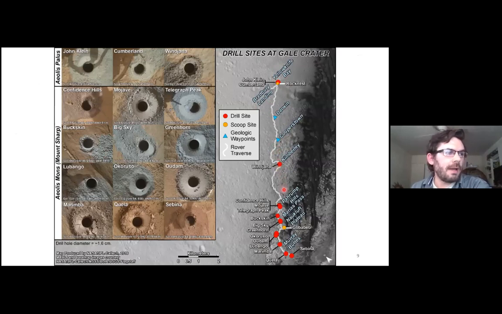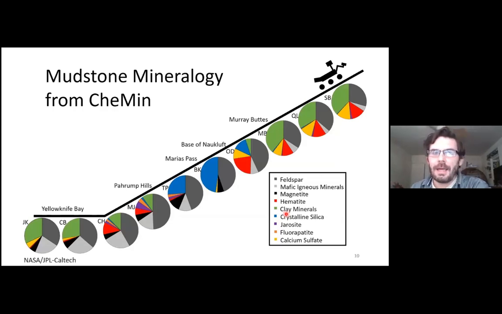And then you have a series of sites in what's called the Pahrump Hills, and then moving into Marias Pass and the Stimson location. We have four sites in the Stimson, which are actually pretty important. And then we have 4 more sites up the Murray into the Murray Buttes before the drill faulted. So this is just to show that even as we've been continuing uphill, or up strata, we've been seeing mineral changes at each of these sites.